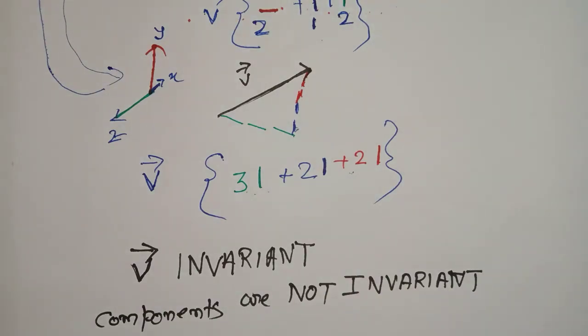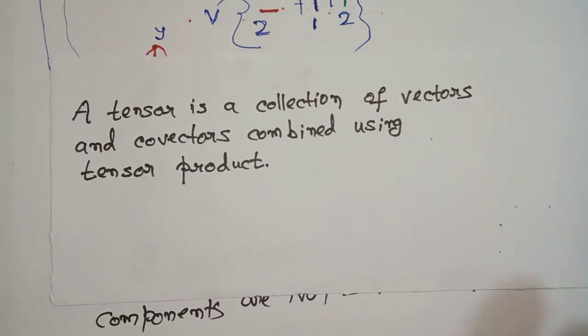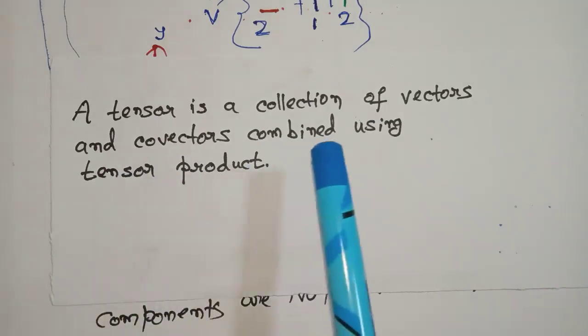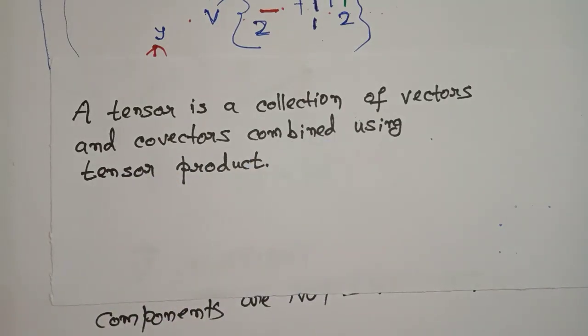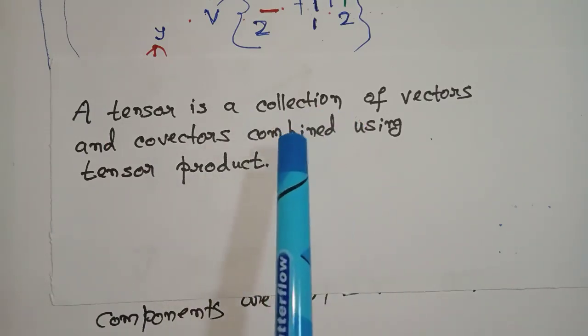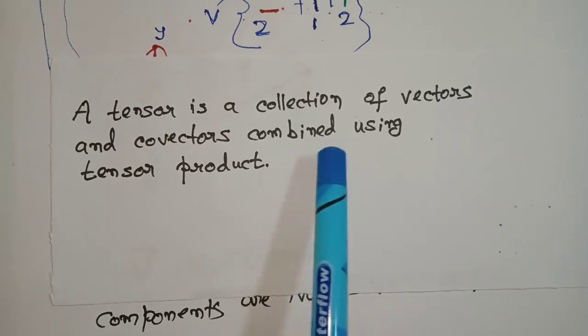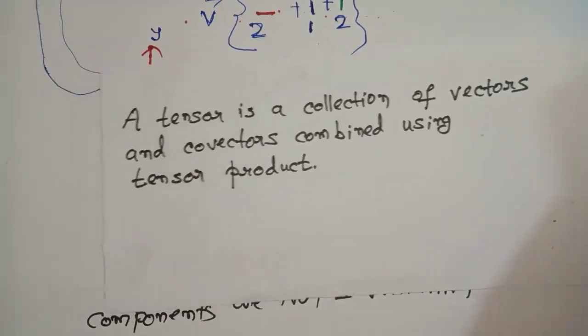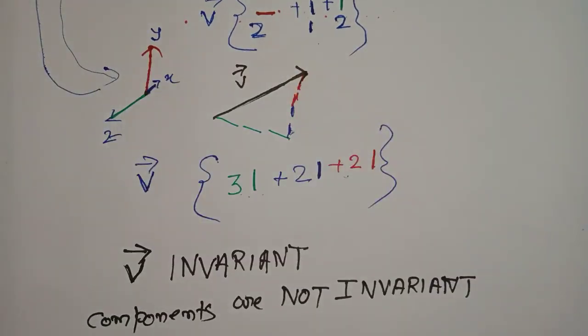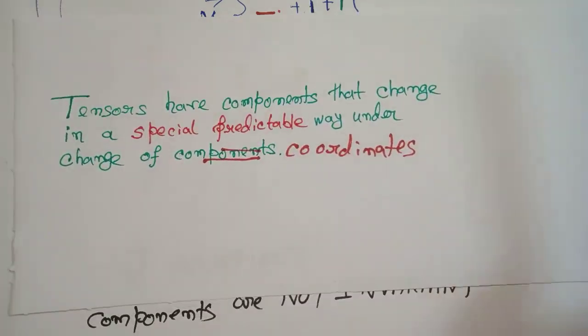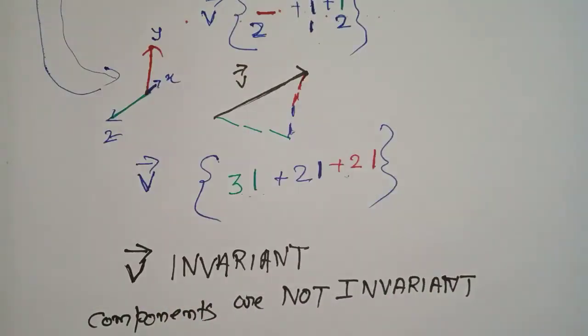So a tensor is a collection. I can further define that a tensor is a collection of vectors and covectors combined using a tensor product. This is a kind of abstract definition. We will definitely come back to what covectors and vectors are, but it is very, very important that tensors change in a special predictable manner. The v always remains invariant, and components are not invariant. They change with the change of coordinates.